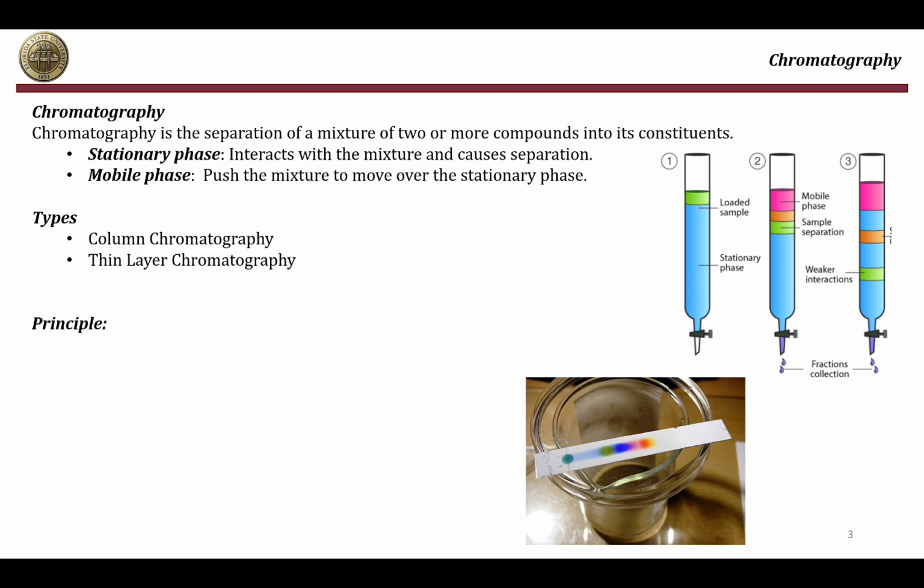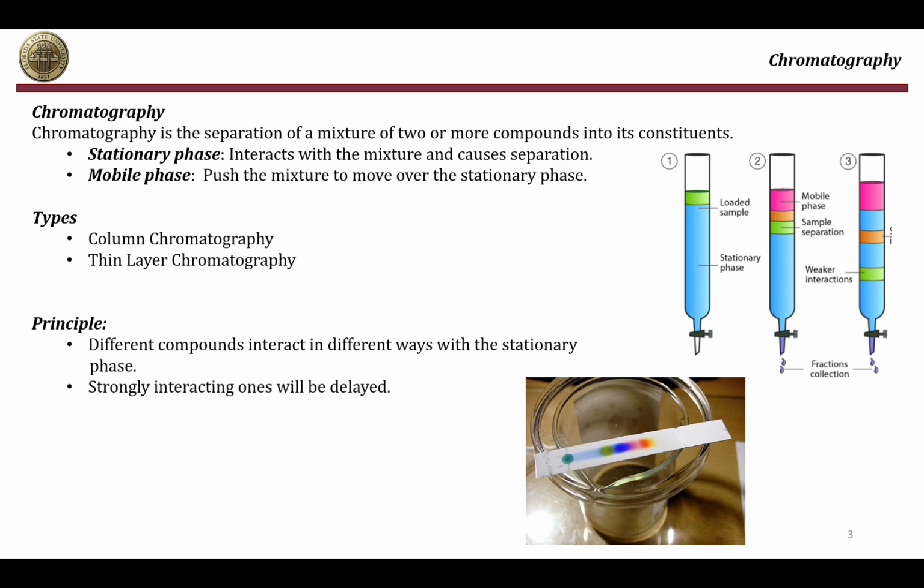So how does the separation take place using chromatography? We know that different compounds interact in different ways with the stationary phase. So some compounds, because of their intermolecular forces, will be strongly interacting with the stationary phase, whereas other compounds will be weakly interacting with the stationary phase.